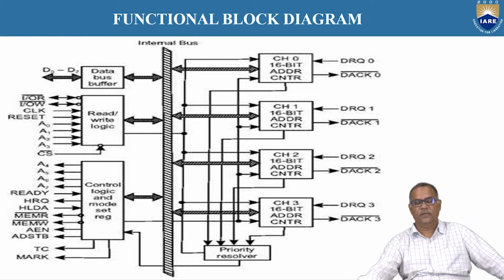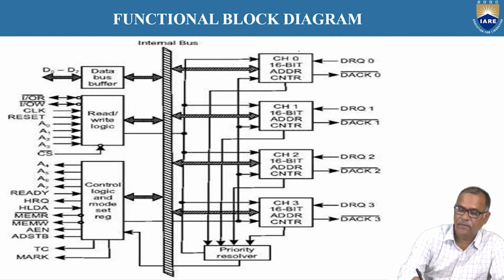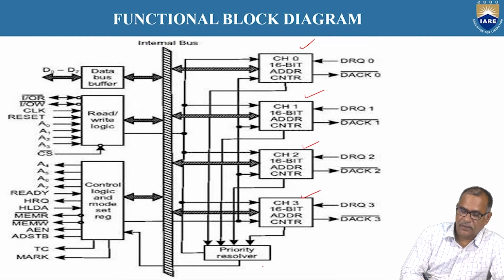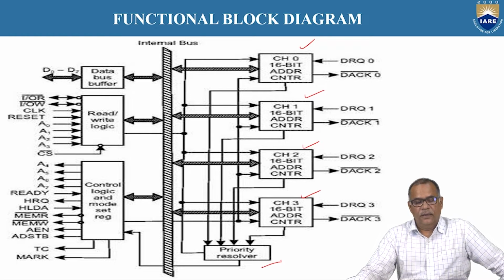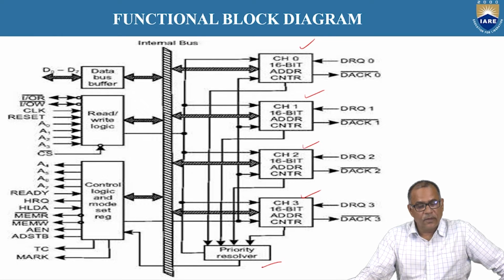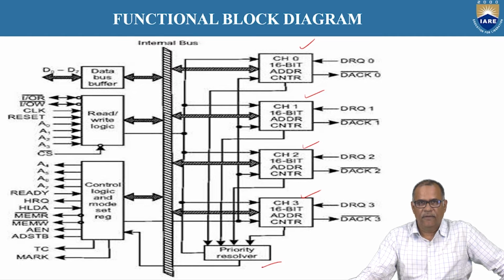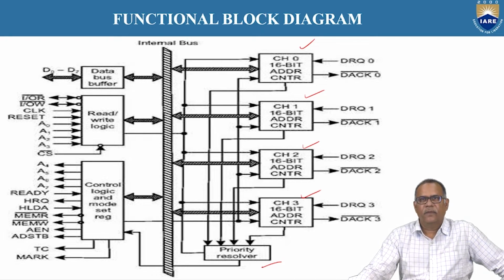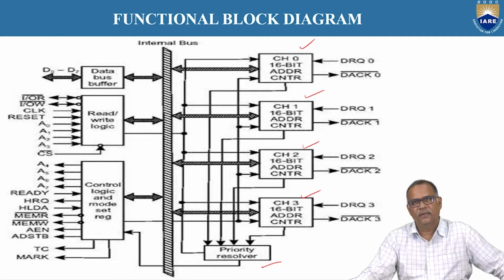And there are 4 channels. So these are the 4 channels, channel 0, channel 1, channel 2, and channel 3. So this is the priority resolver. The DMA controller can receive the DMA request on these 4 channels, and channel 0 has the highest priority. When a DMA request is received concurrently on all these 4 channels, then channel 0 is given high priority. And after channel 0 is provided service, then channel 1 is given control over the system bus.